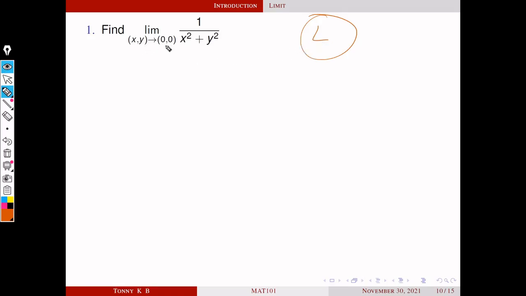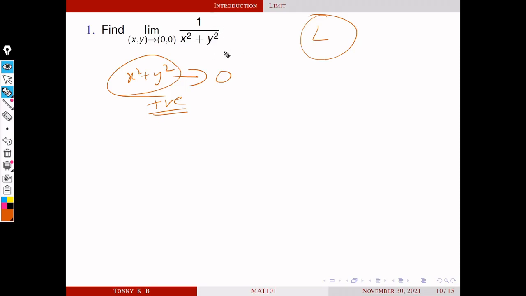Suppose (x, y) tends to (0, 0). Then what about the denominator x square plus y square? (x, y) tending to (0, 0) means x and y both are tending to 0. Both are tending to 0 means this squared sum tends to 0. Clear? And one more thing, what is the sign of this quantity x square plus y square? Yes, it is always positive. So this is a positive thing tending to 0, that means a very, very small positive quantity.